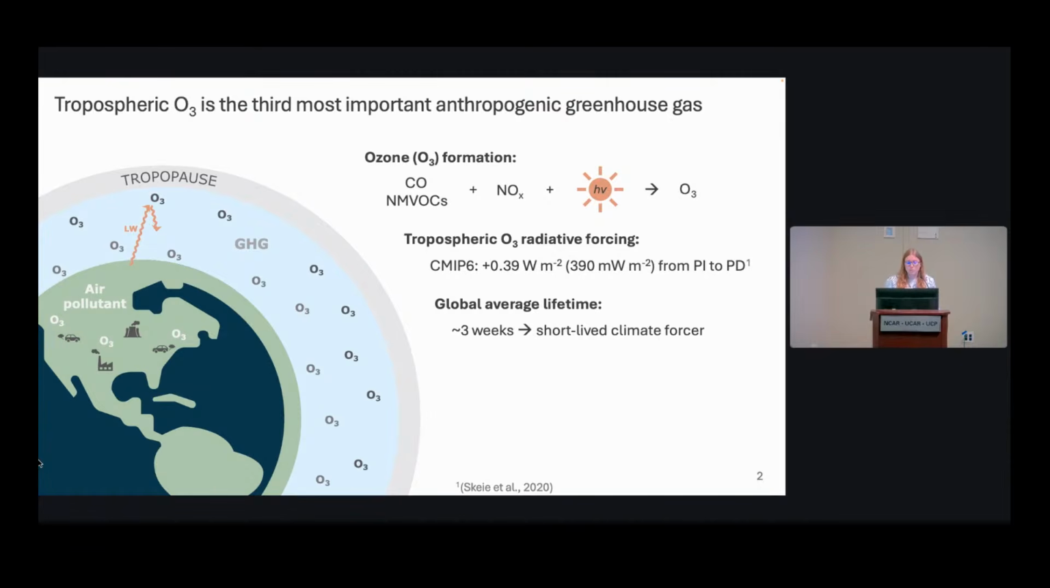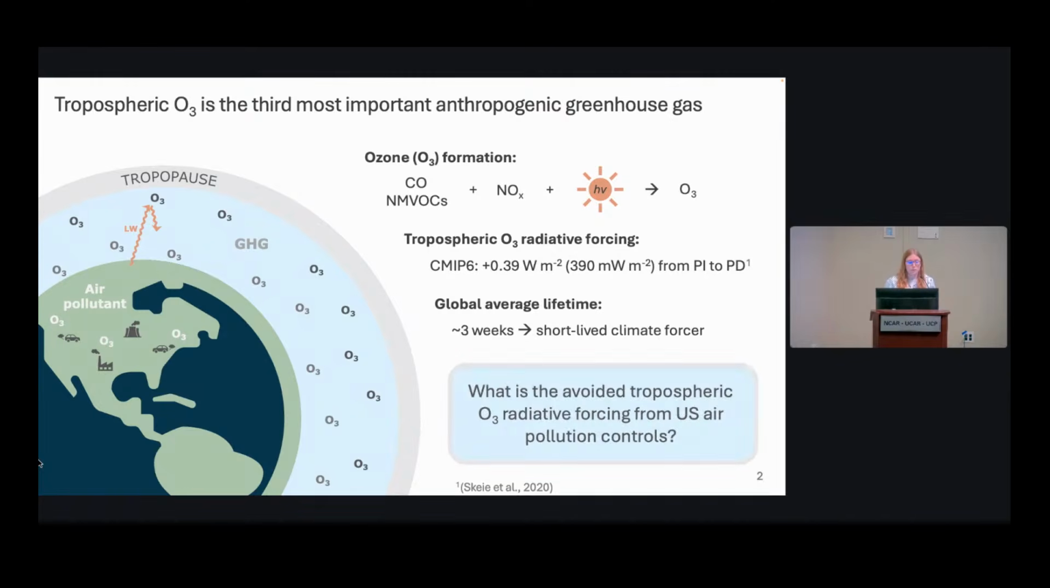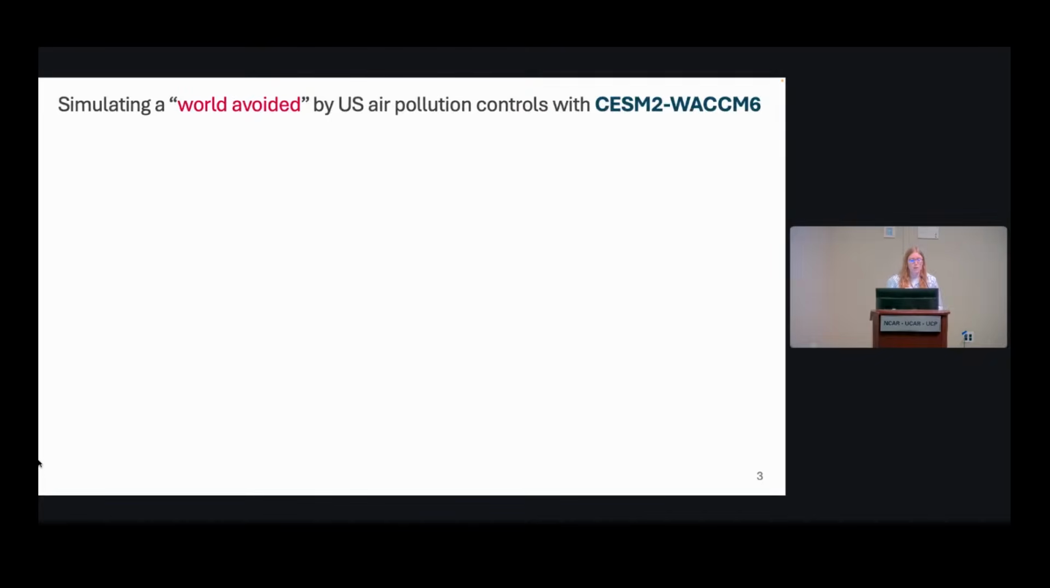And so in our efforts to target ozone as a surface air pollutant, an important question becomes how might we be altering, or have we altered, the spatial pattern and magnitude of the tropospheric ozone radiative forcing? Specifically in this talk today, I'll focus on the avoided tropospheric ozone radiative forcing from US air pollution controls after 1970.